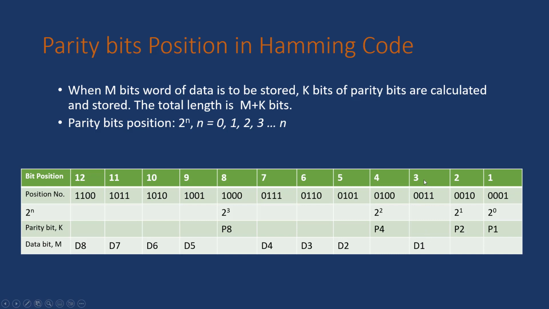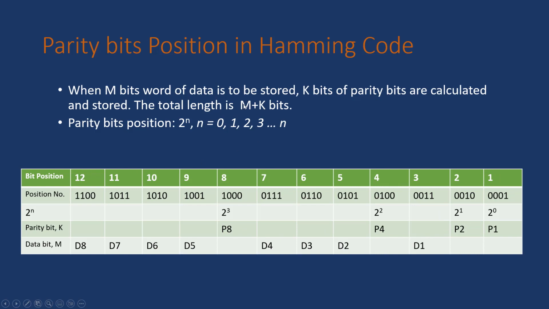So position 3 is data 1, position 5 is data 2, 6 is data 3, 7 is data 4, 9 is data 5, and so on. This is the total. You see, a total of 8 bits of data plus 4 bits of parity is going to use 12 bits.